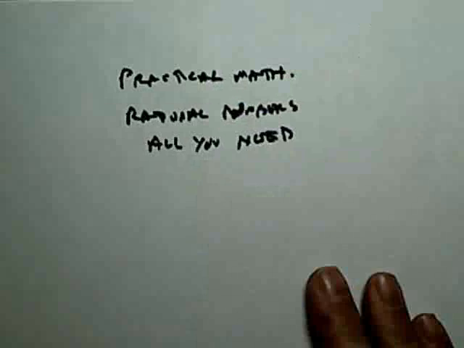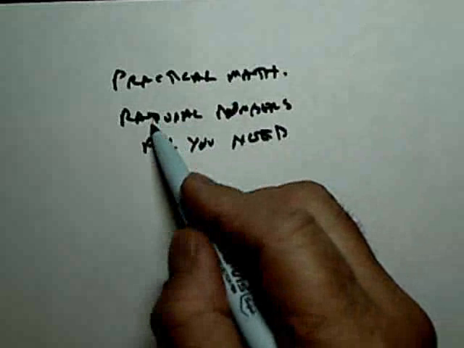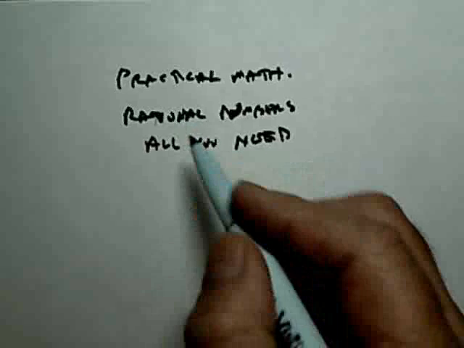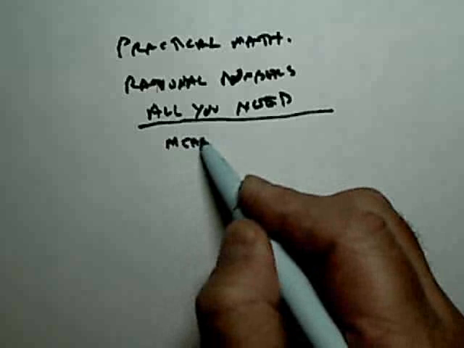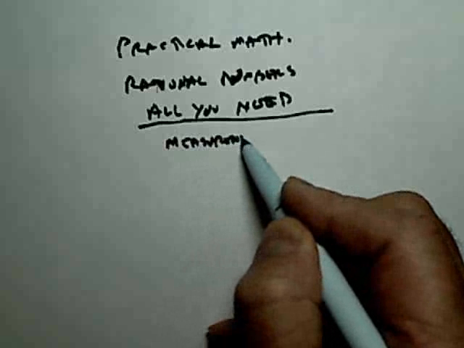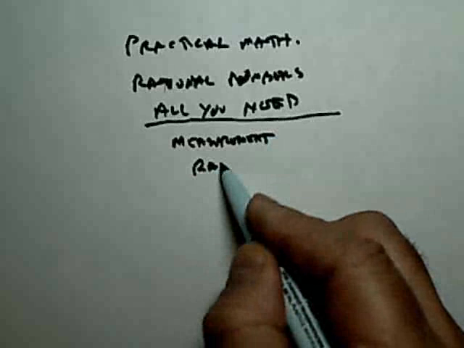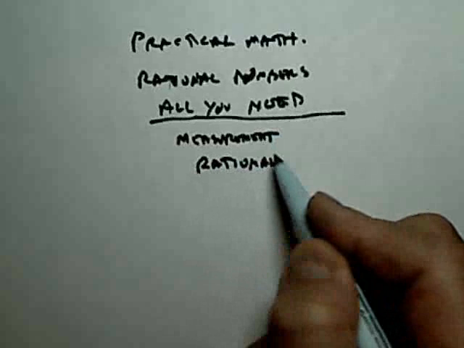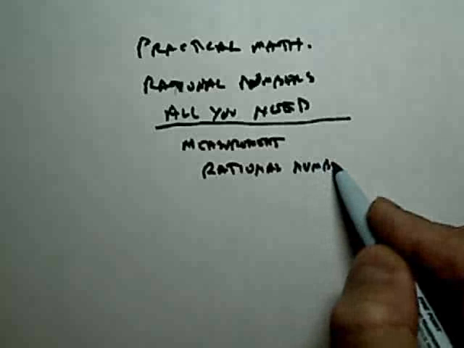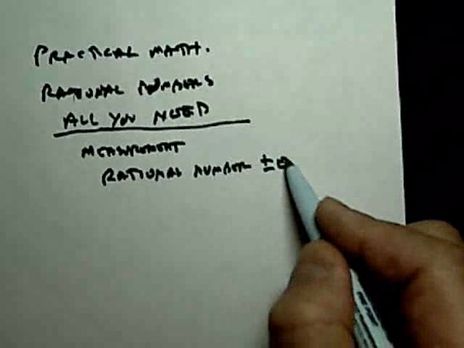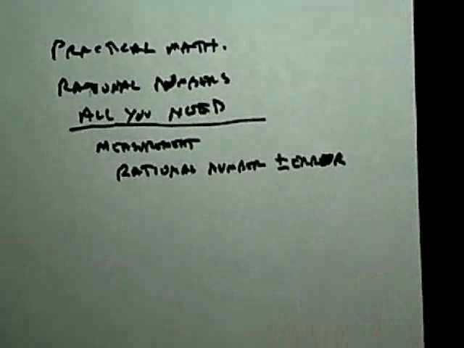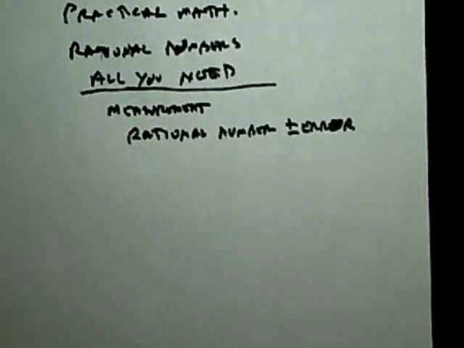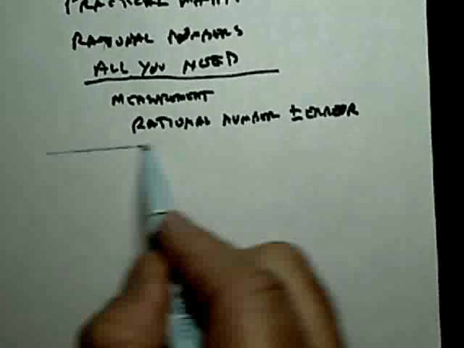So rational numbers are really all that you need for ordinary mathematics. In fact, whenever you take any kind of measurement, you're going to come back with a rational number, and then it's going to be plus or minus an error term. In other words, you cannot measure anything, I don't care what it is, precisely. There's always an error term of some sort. So all you need then for practical math really is rational numbers.